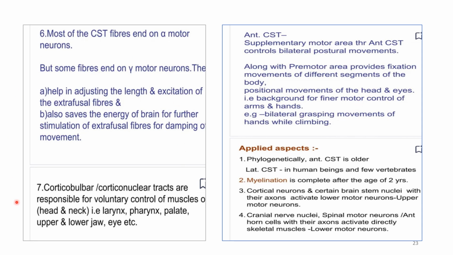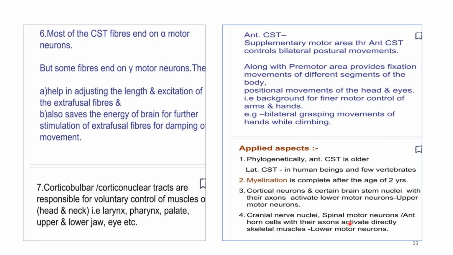And these seven are the importance of the lateral corticospinal tract. Now the applied aspects: phylogenetically the anterior corticospinal tract is older. The lateral corticospinal tract is present and well developed in human beings and a few vertebrates. The myelination is completed after the age of 2. The cortical neurons and certain brainstem nuclei with their axons activate the lower motor neurons. Up to the lower motor neuron, they are called upper motor neurons.